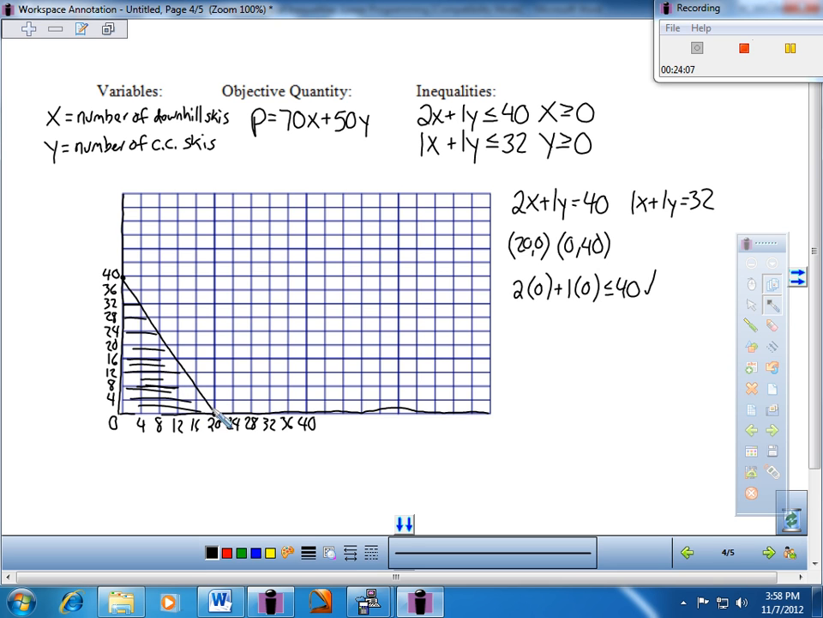Just get a sense of it. And that's looking pretty good right there. Now what we're going to do is repeat the process on this end. So I'm hoping everybody sees a (32, 0) as an x-intercept and a (0, 32) as a y-intercept. Let's go ahead and put those in play.